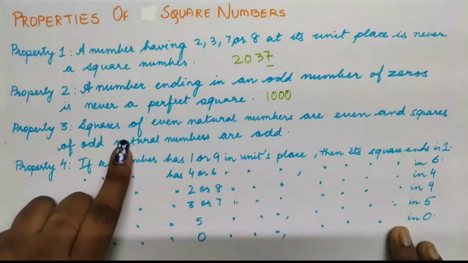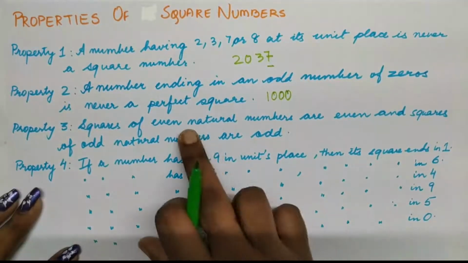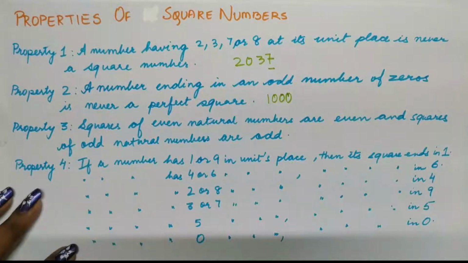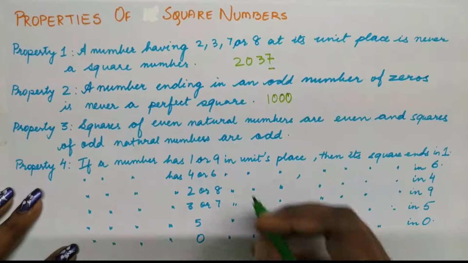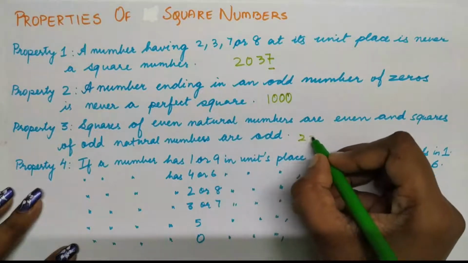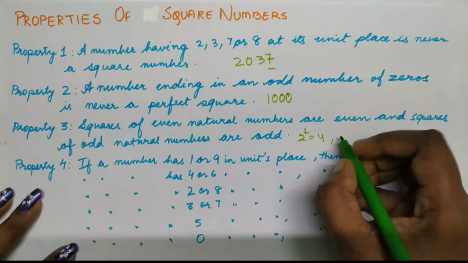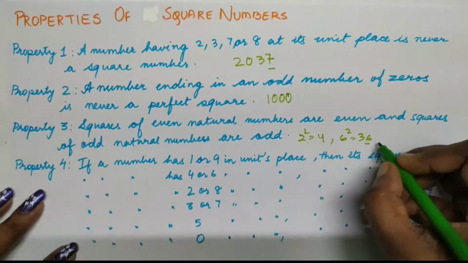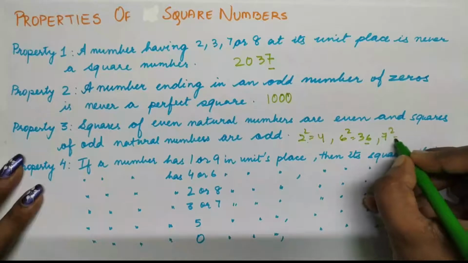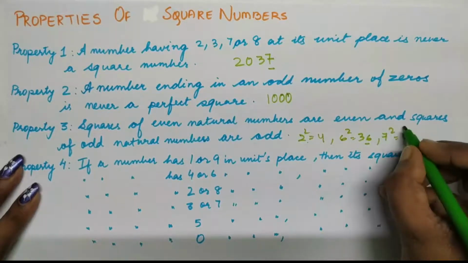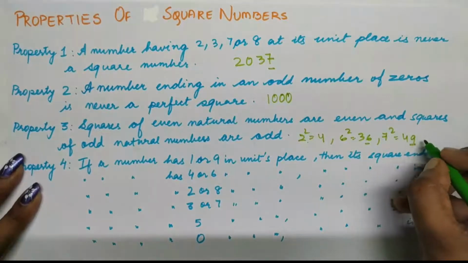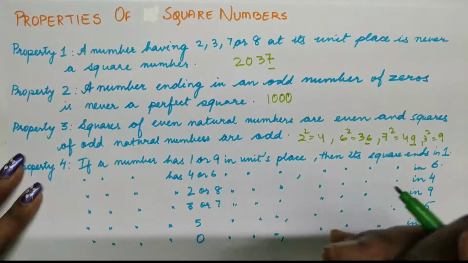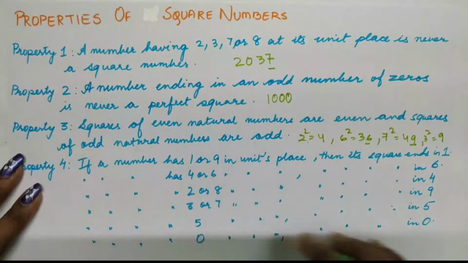Going to the third property, it states that squares of even natural numbers are even and squares of odd natural numbers are odd. Suppose the square of 2 is 4, or the square of 6 is 36. So it's even. But if I talk about 7 square, it is 49, so it's odd. Or 3 square is 9. So you will see that the squares of even numbers are even and the squares of odd numbers are odd.